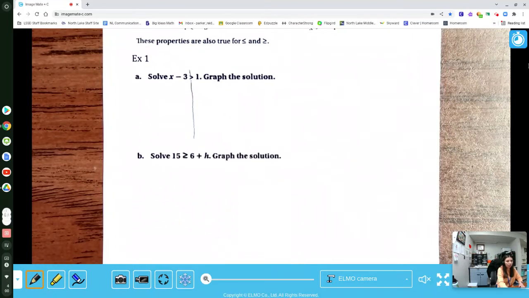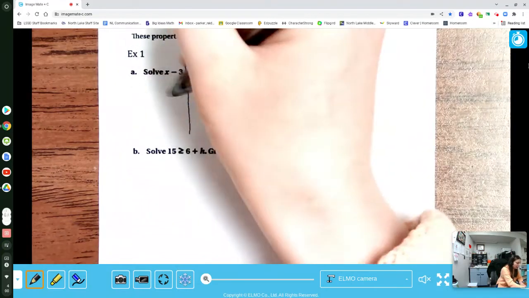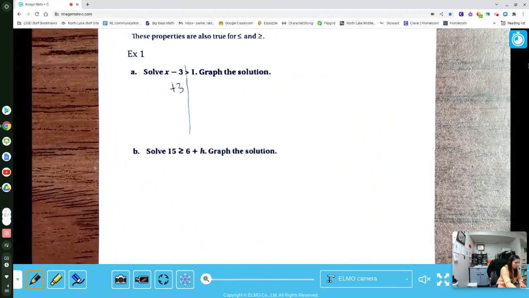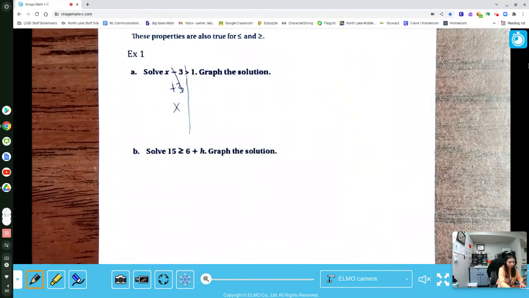I don't want to know that x minus 3 is greater than 1. I just want to know what x needs to be greater than. My goal in all of these is going to be to get our variable by itself. That's our goal every time. So I don't want minus 3 there. How do I undo minus 3? Well, if I add 3, subtracting and adding 3 undo each other, leaving only x left over.